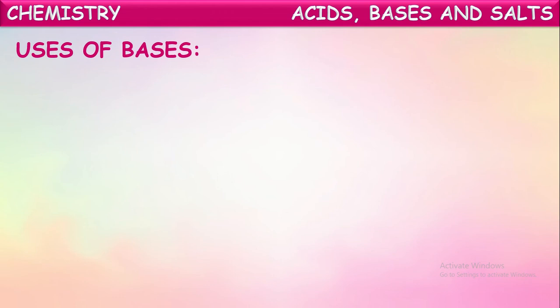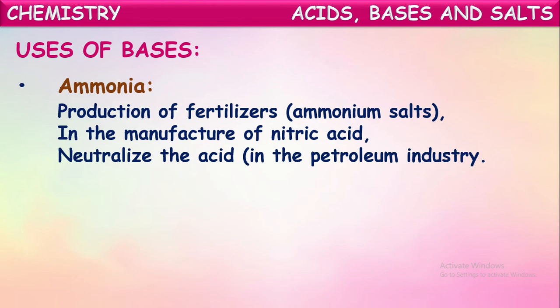Now let us see the uses of these bases. Where do we use them? One of the bases is ammonia. It is used in the production of fertilizers and in the manufacturing of nitric acid. Ammonia is also used in the neutralization of acid, generally in the petroleum industry. The most important use is the production of fertilizers.